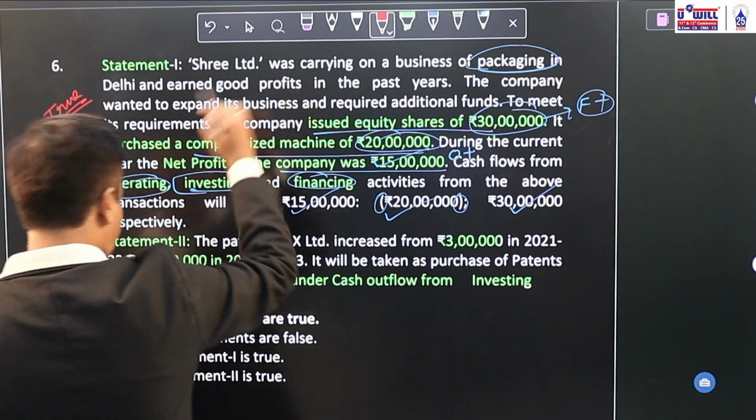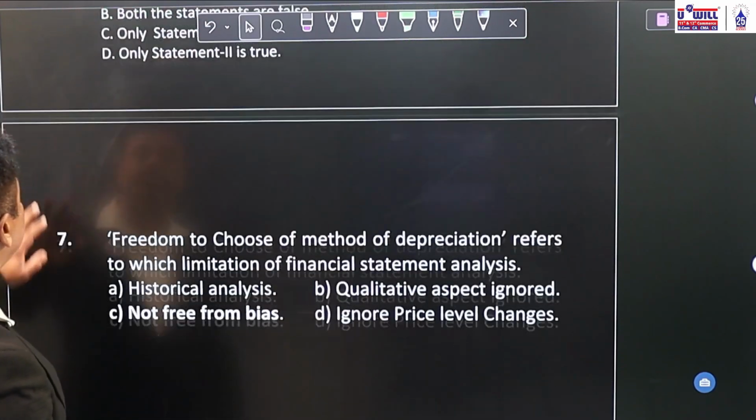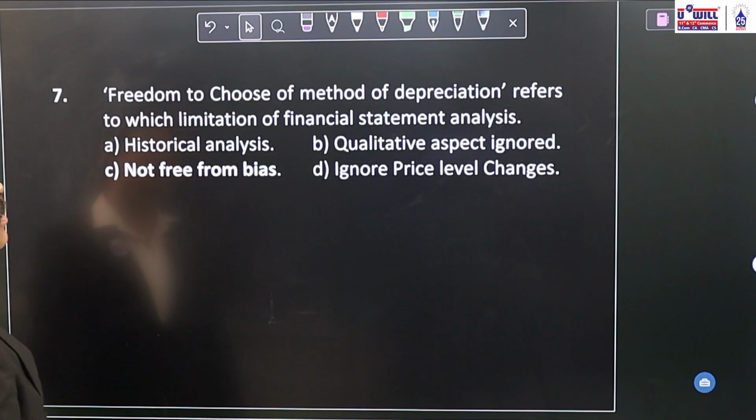Both the statements are true. So option A is the correct answer. Both the statements are true. Question number 7.